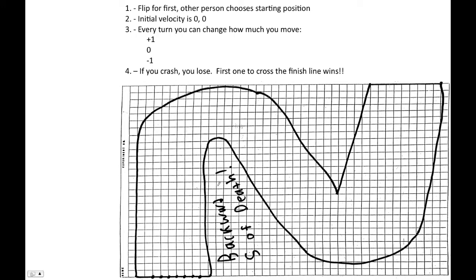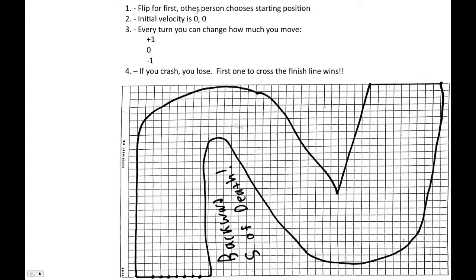Alrighty, let me in this first video explain the rules, right? So the first thing is you're going to pick somebody to race with. Flip a coin or rock, paper, scissors or something like that to decide who goes first. And the person who goes first, the other person chooses the starting position, okay?